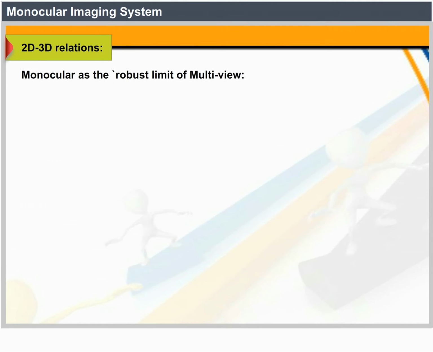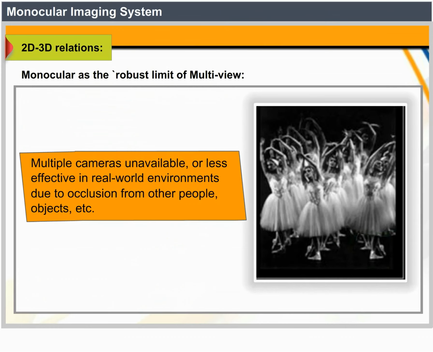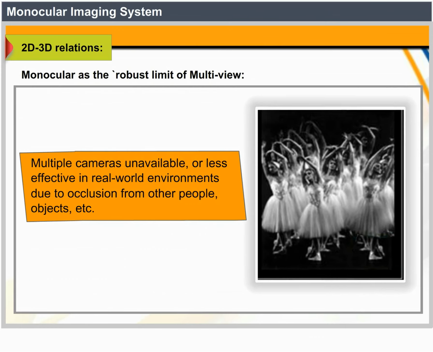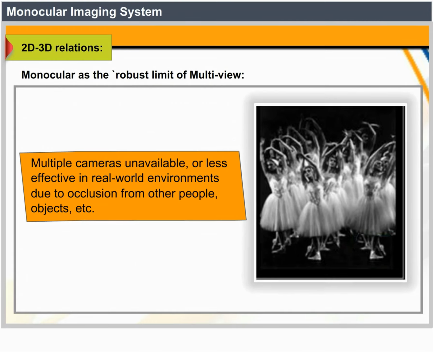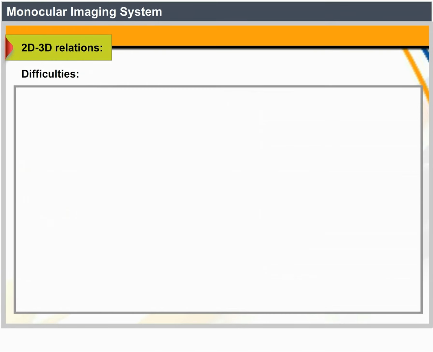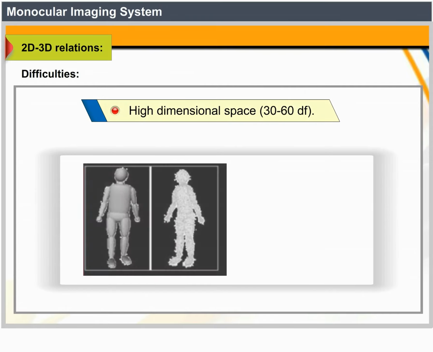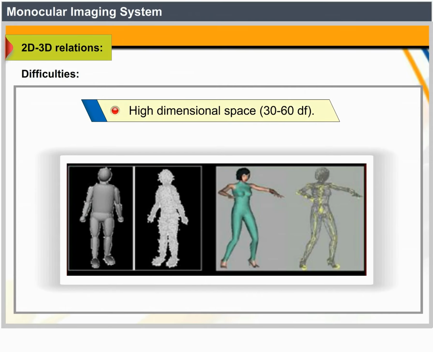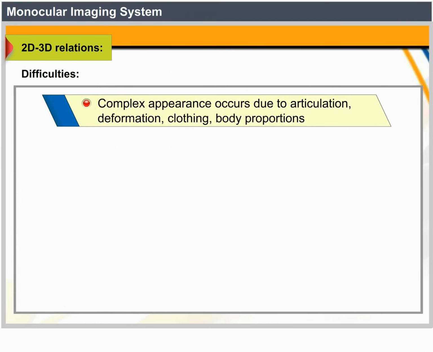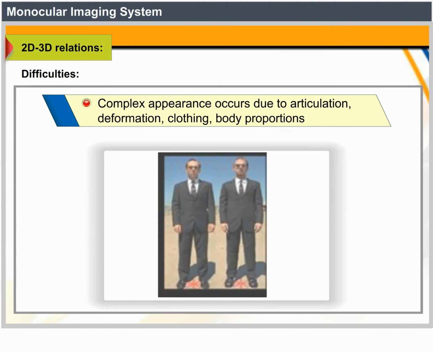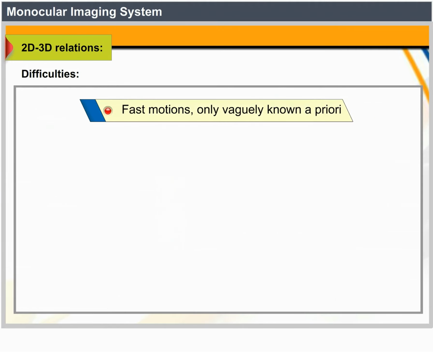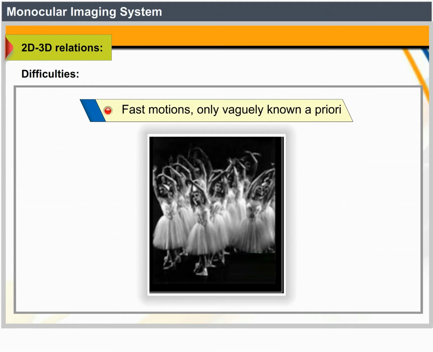Multiple cameras are unavailable or less effective in real-world environments due to occlusion from other people, objects, etc. Difficulties: high dimensional space, 30 to 60 degrees of freedom. Complex appearance due to articulation, deformation, clothing, body proportions. Fast motions only vaguely known a priori. Data association.